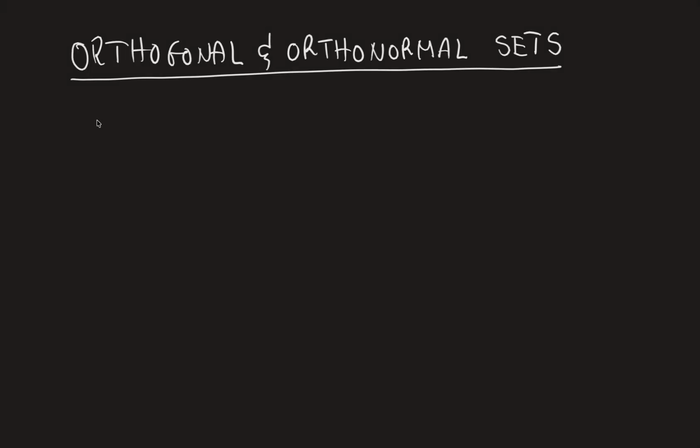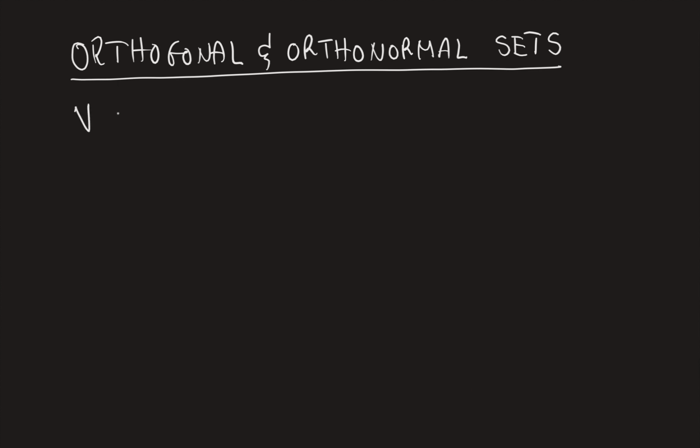In this video, we're going to take a look at two properties of sets of vectors now. One is what it means for a set to be orthogonal, and the other, which is related, what does it mean for a set to be orthonormal? So let's set the framework here.